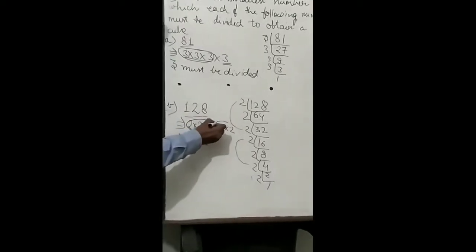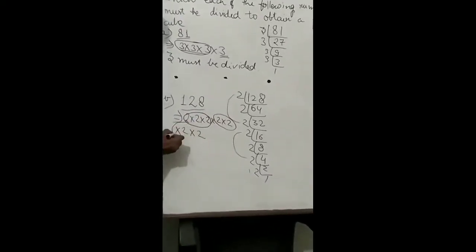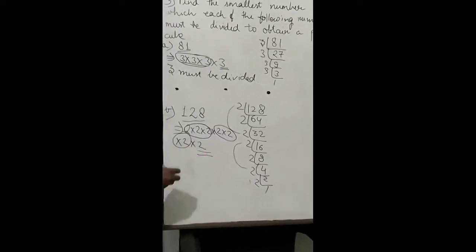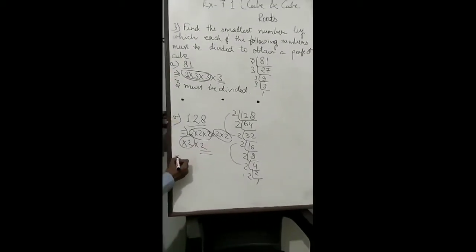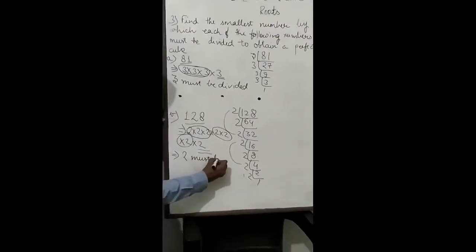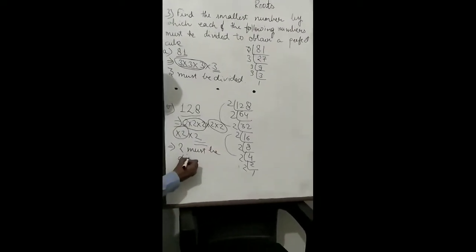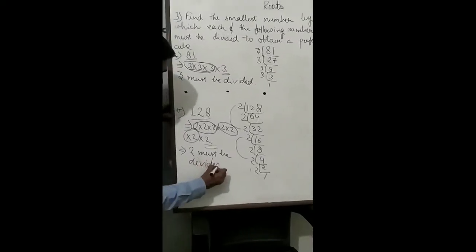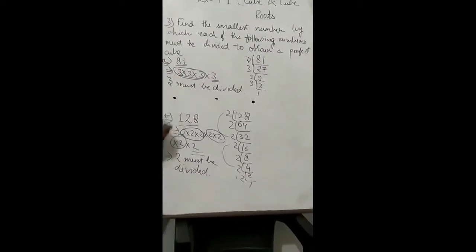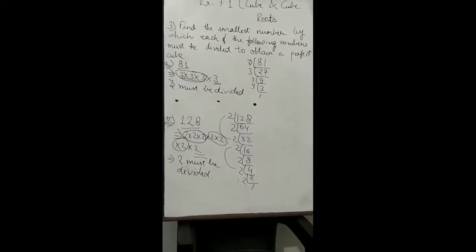Again this group is done because again 3 digits are here, and only 1, 2 is left. So we can say that 2 must be divided. Now all the students, you have to do the A and B parts, all of the parts of question number 3. Try to do it yourself.